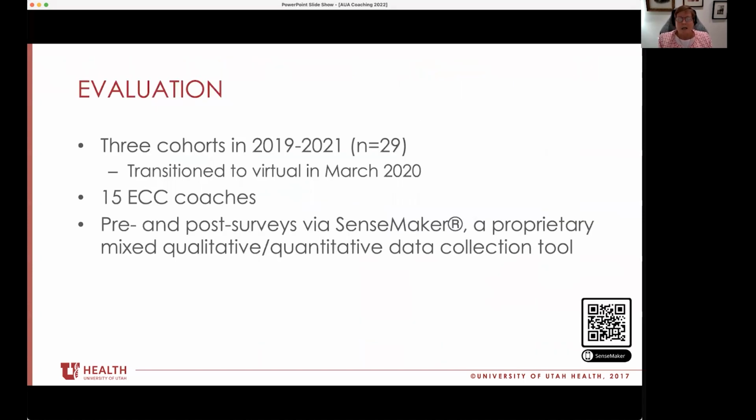We evaluated our coaching effectiveness using SenseMaker, which is a proprietary mixed qualitative and quantitative data collection tool. If you're interested in that, this QR code will send you to an article about SenseMaker.